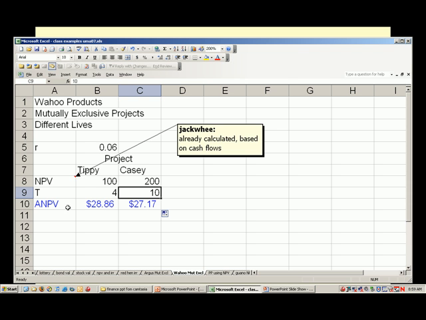The annualized net present value calculation is one of, let's say, 2 or 3 common approaches to evaluating 2 or more mutually exclusive projects with different economic lives. And it's the one we're going to be using in this course.